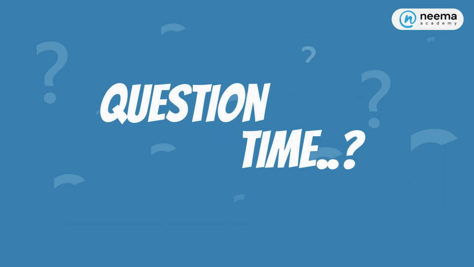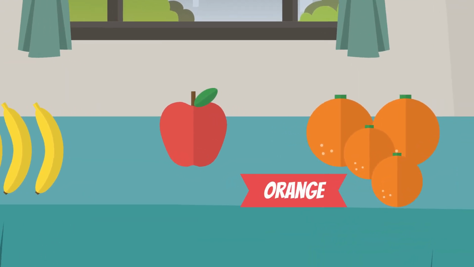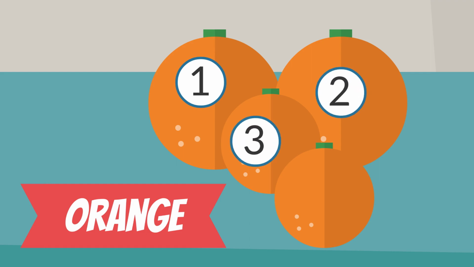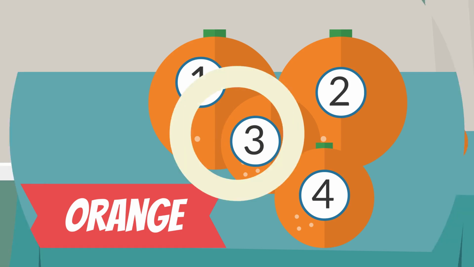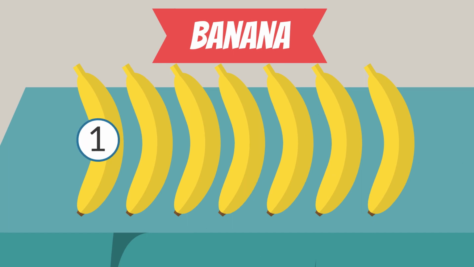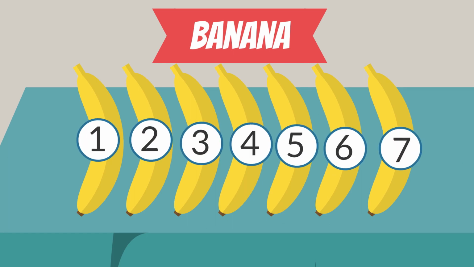It's time for some questions. There are different types of fruits on the table. How many oranges do you see there? 1, 2, 3, 4. Yes, there are 4 oranges. How many bananas do you see there? 1, 2, 3, 4, 5, 6, 7. Yes, there are 7 bananas.